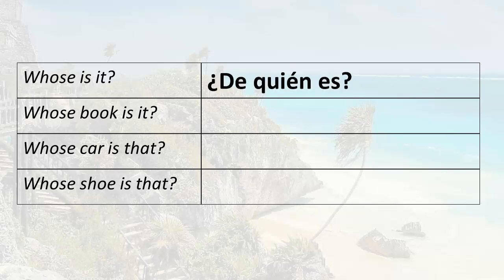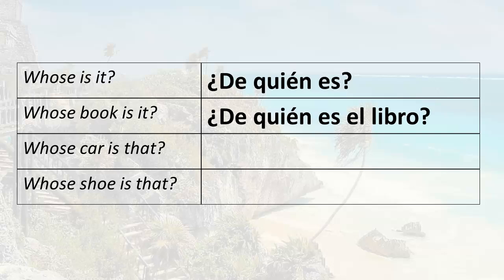So let's start off with the question, whose is it? In Spanish, whose is it is de quién es. Literally, of whom is it? So if I point at an object and I want to know to whom that object belongs, I will say de quién es. If I want to say whose book is it, in Spanish, I will say de quién es el libro.